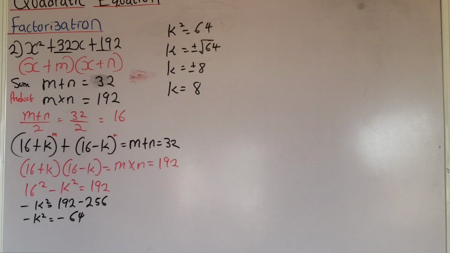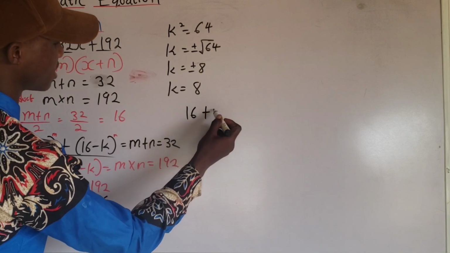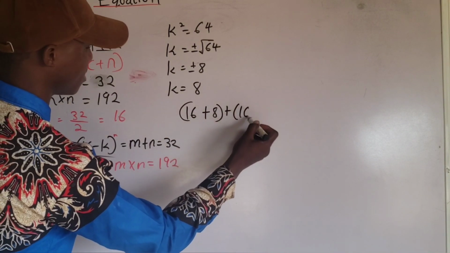Okay. So having gotten the value of k, all you have to do is just replace the value of k in this equation. So I'm going to have 16 plus 8, then 16 minus 8.